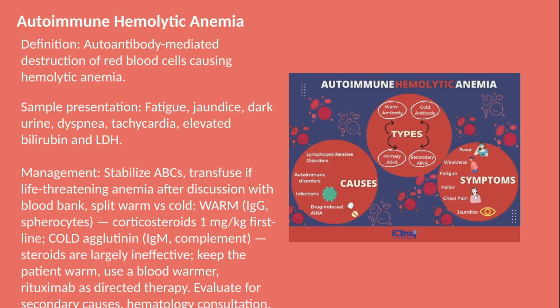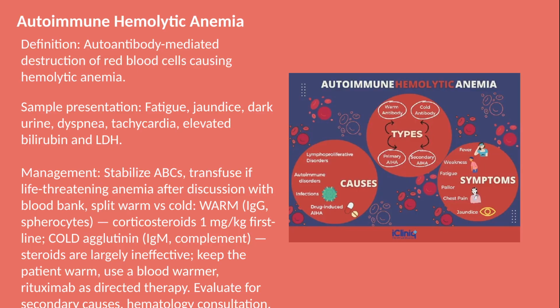Autoimmune hemolytic anemia is autoantibody-mediated destruction of red cells, and patients present with fatigue, jaundice, dark urine, dyspnea, and tachycardia, with the hemolysis panel showing elevated bilirubin and lactate dehydrogenase, low haptoglobin, an elevated reticulocyte count, and a positive direct antiglobulin test. The critical distinction is warm versus cold.